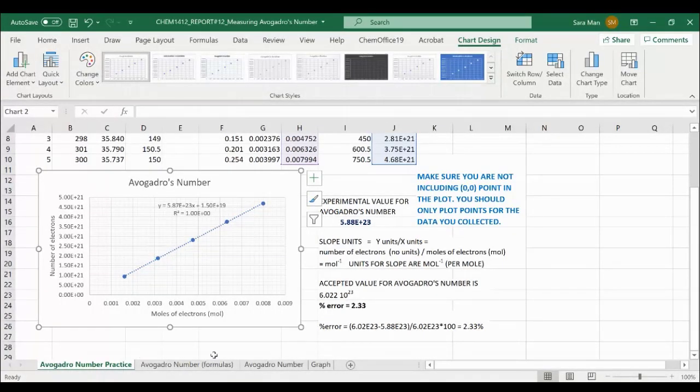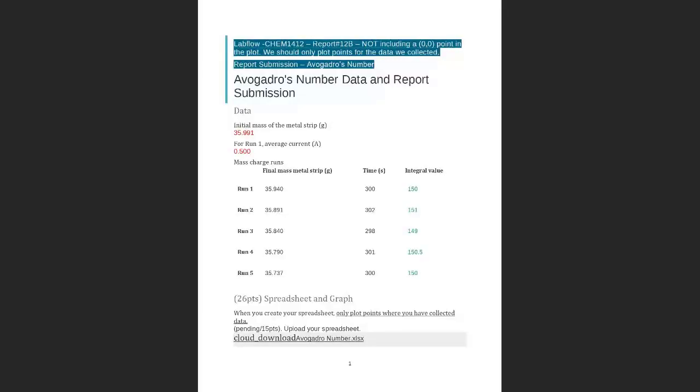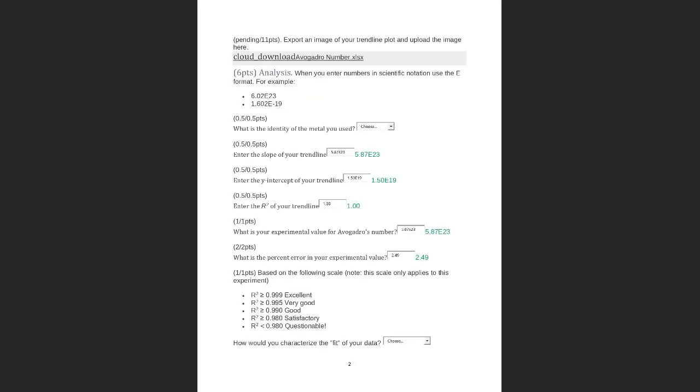And then once you complete this, there are just a few more questions. Let me share now the page of the experiment. Okay, so you will have a page like that. You will have your spreadsheet with what we just did.